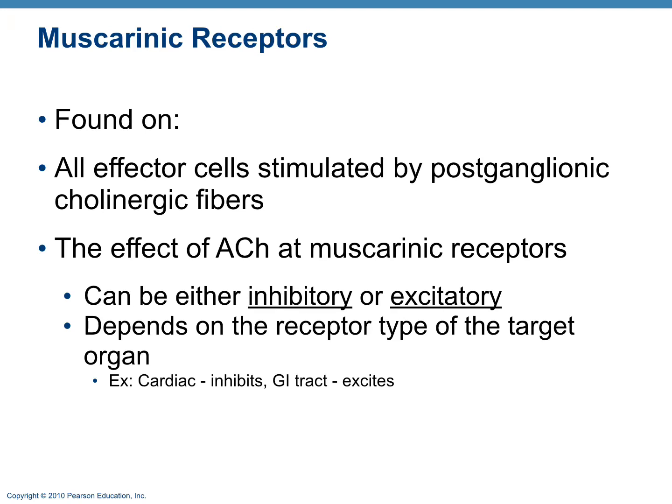The effect of acetylcholine at muscarinic receptors can vary. It can be either inhibitory or excitatory, and that is going to depend on the receptor type on that specific target cell. So in the cardiac muscle, and we mentioned this in a different chapter, acetylcholine is going to be inhibitory, right? Because of the types of receptors there. In the GI tract, it's going to be excitatory, just like it's excitatory at the skeletal muscle.